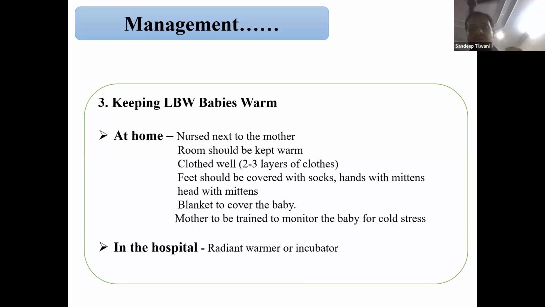So suppose a baby is born at a weight of 1.5. Now you cannot keep this baby till he reaches a weight of 2.5 and then discharge. Sometimes we discharge the babies whenever they reach 1.8, 1.9 kgs. So still the baby is low birth weight, still he is at risk for hypothermia.